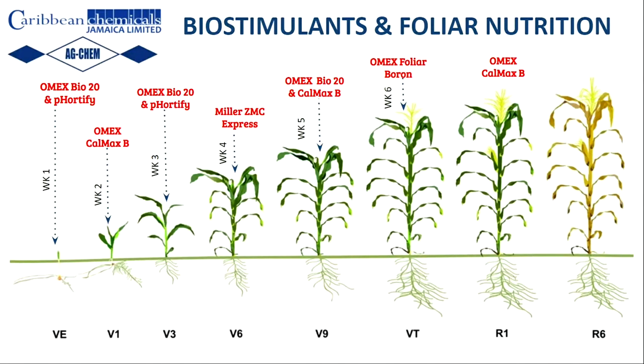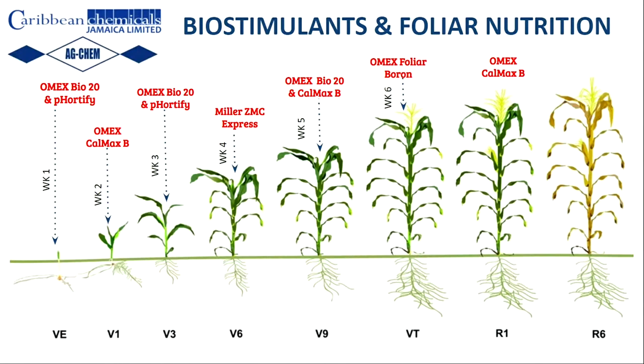In week five now, you come again, Omix Bio20 Calmax B. As I say, you still want to push that big leaf growth. Still want to supply the calcium because the plant will need calcium. With that extended leaf growth, you want to supplement the leaf with all the calcium it requires, right? So that it doesn't rob the cob of the needed calcium to develop, right? So you come in with that.